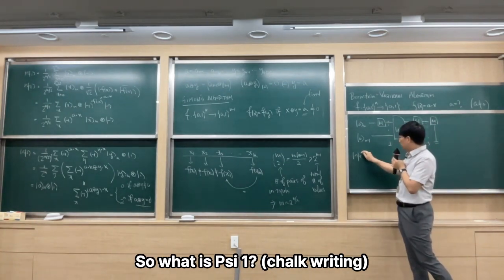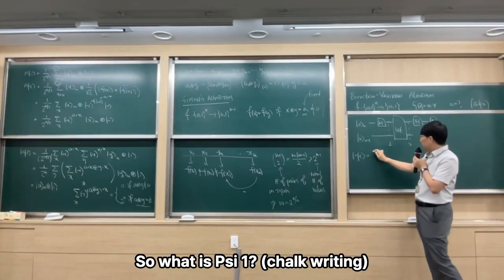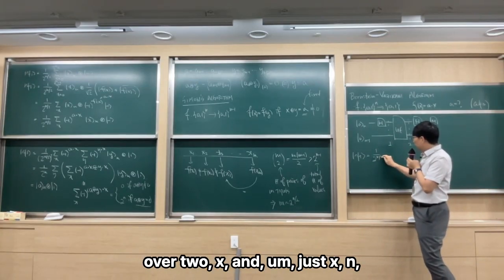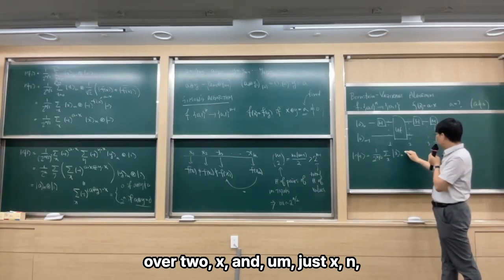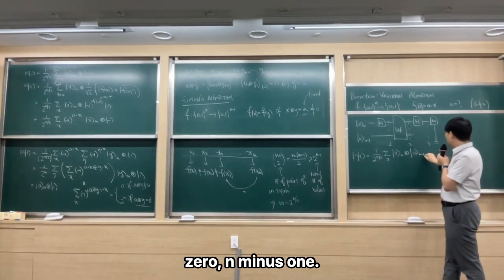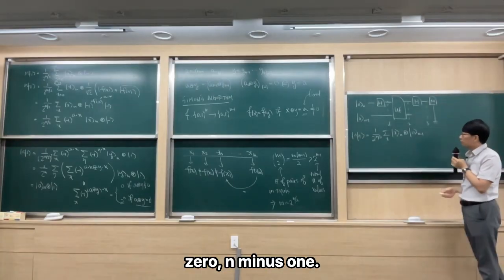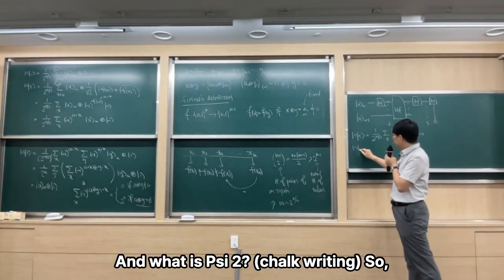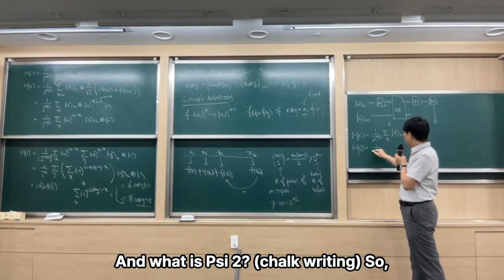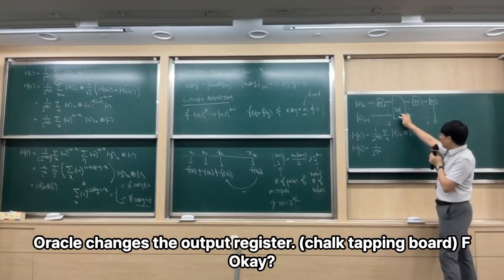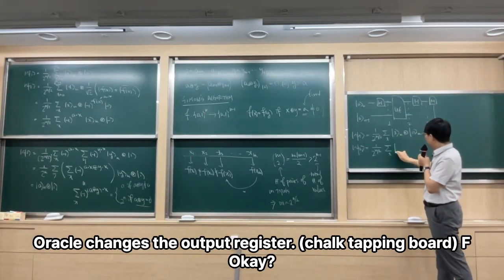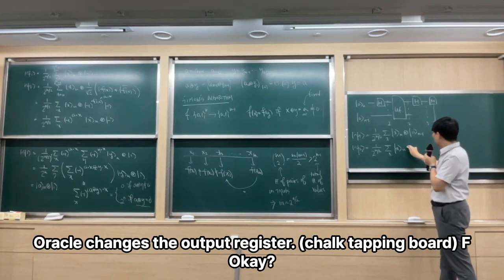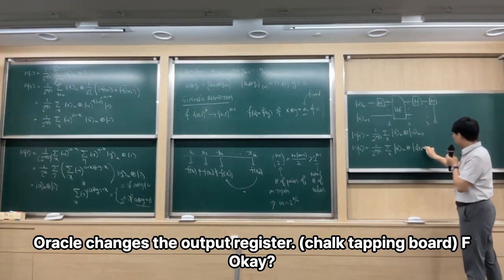So let's start from psi 1 and compute up to psi 3. So what is psi 1? We have 1 over 2 to the n over 2, sum over x, |x> and |0>^n. Okay. And what is psi 2? The oracle changes the output register to |f(x)>.